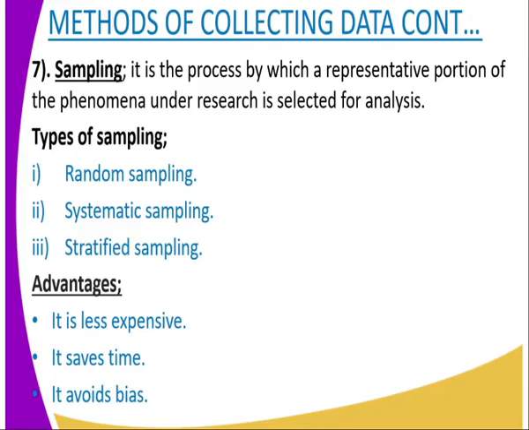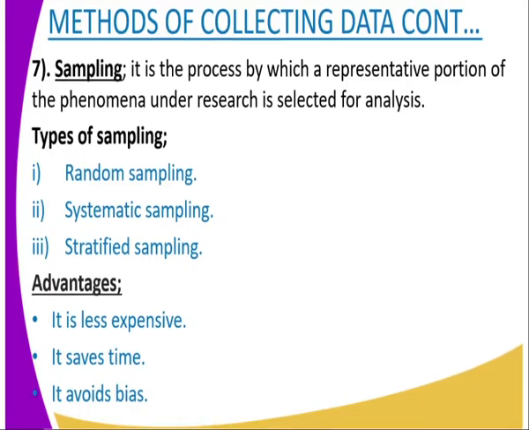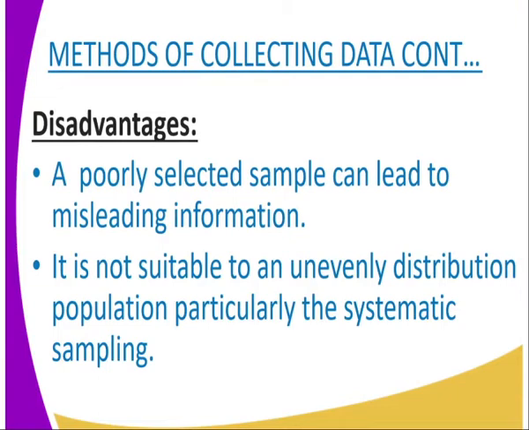Advantages: it is less expensive. Number two, it saves time. And three, it avoids bias. What are the disadvantages? A poorly selected sample can lead to misleading information. Then it is not suitable for an unevenly distributed population, particularly with systematic sampling.